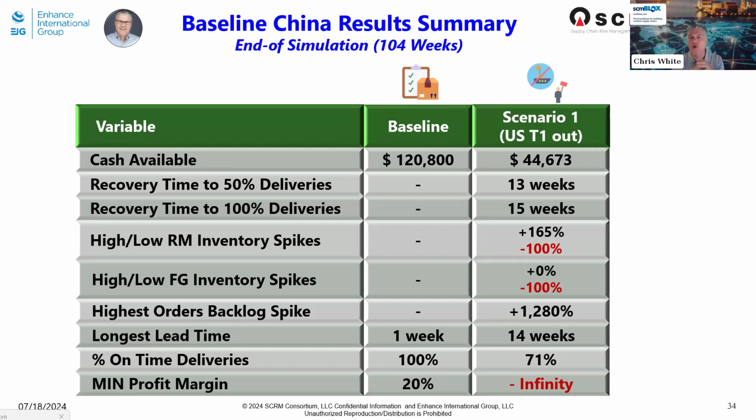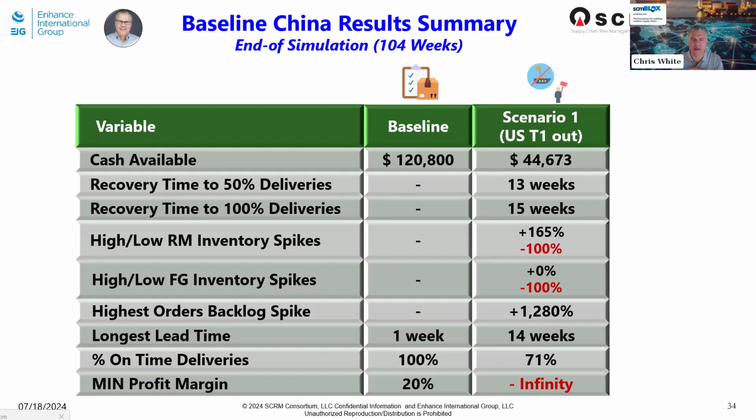And again, we kind of overshoot for a while. There's some spikes in raw material. We have a maximum of plus 165%. So that's quite a bit. And then minus 100%, we go to zero, to where we don't have any. Finished goods never over spikes, but of course it goes to zero.